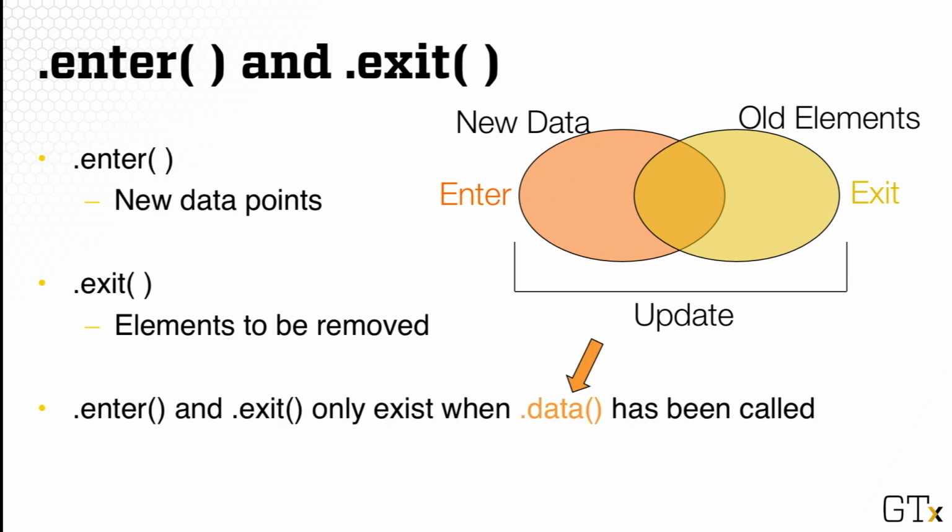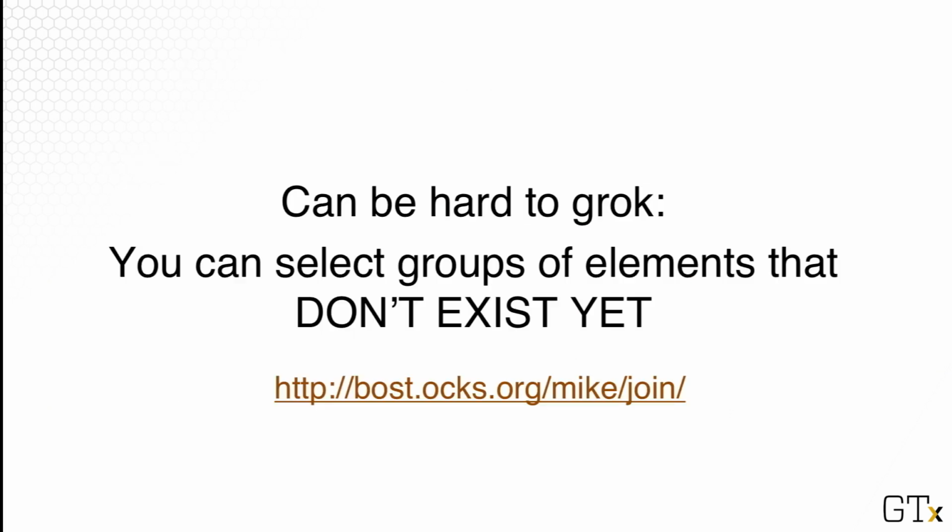So as a recap, the enter phase is where you will see new data points, and for exit is where elements that will be removed can be manipulated. Also, enter and exit will only exist when the data has been called. While for the update phase, you get everything. Everything that you've seen, everything that you will remove, and so on. So this hopefully will give you a more concrete idea about what the enter, update, exit means.